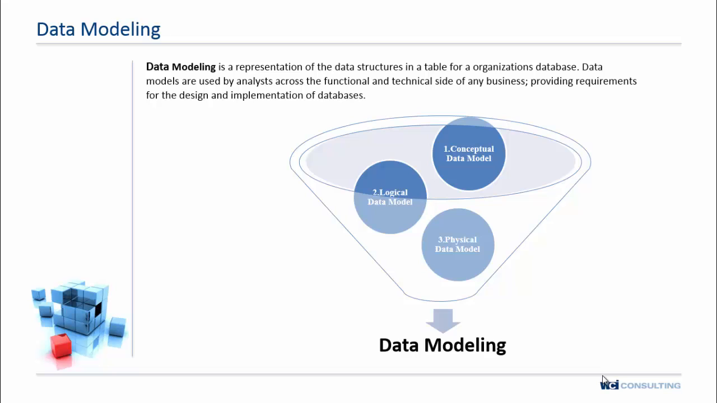The first one is the conceptual, which is high level. The logical is the business process, the logic that the user needs in order to get the output they want. And the third one is the physical, which mainly covers the technical side on how we can turn the logical into a database, a cube, a report, an output for the user. So that's what data modeling is.